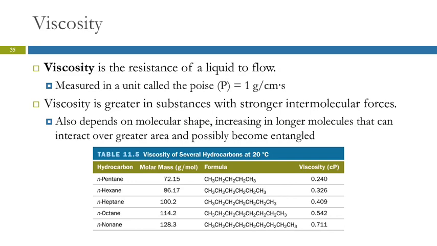So if you have a larger molecule, you're going to have larger dispersion forces, and you're going to have higher viscosity. Here we're looking at straight chain alkanes: pentane, hexane, heptane, octane, nonane. The molar mass increases. There's their formulas. The viscosity increases from 0.2 up to 0.7. Larger dispersion forces. Any questions?